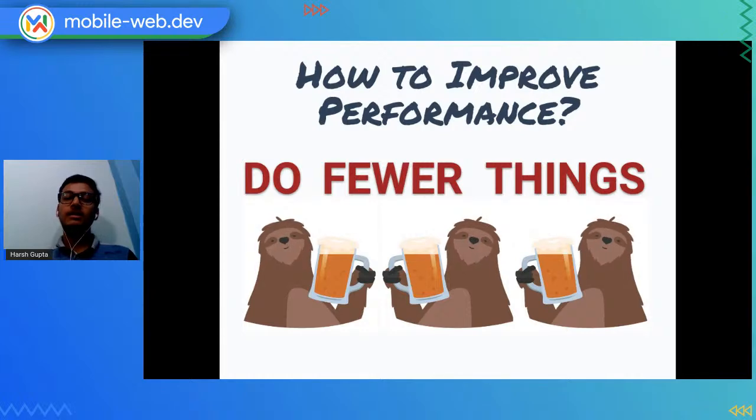Because in the web development field, if you want to load something, then you have to do something, right? If I want to load an image, I can't just remove it. I need to put it on the website. So what it means by do fewer things is that you can't remove the image, but you can change the size of it. We will be talking more about that.